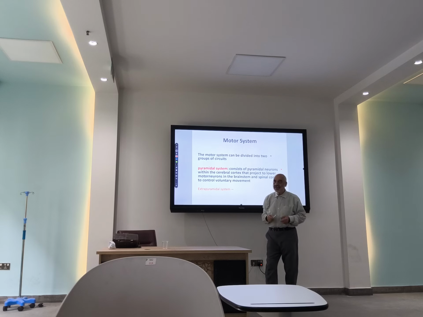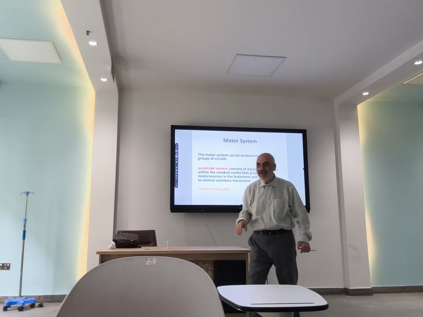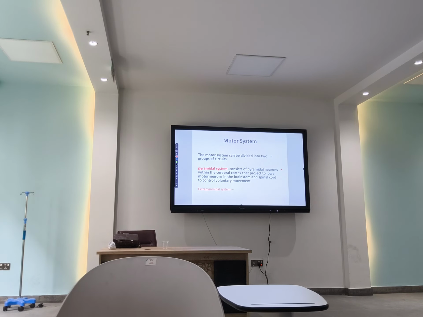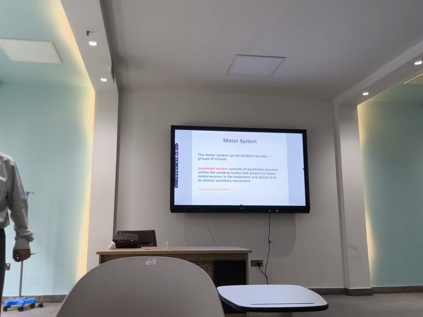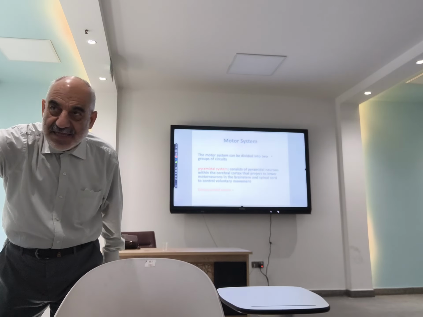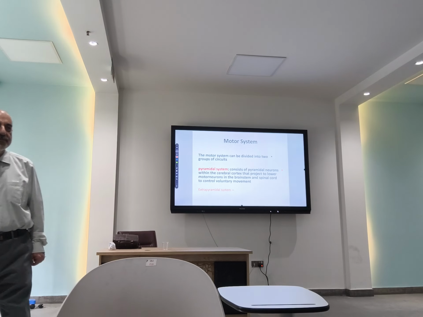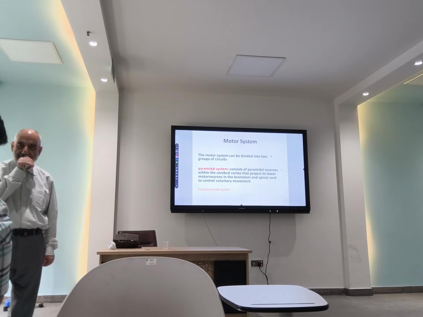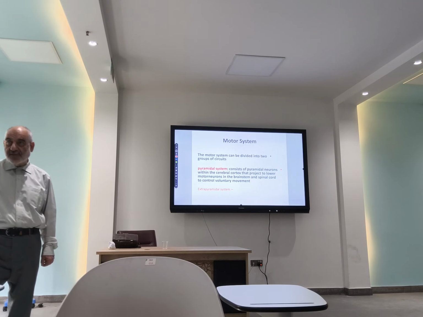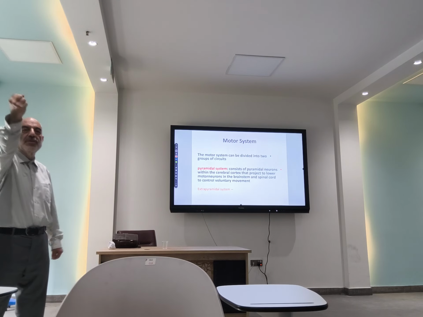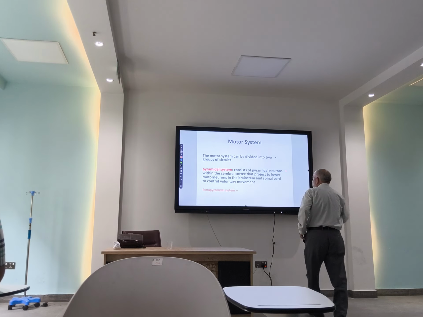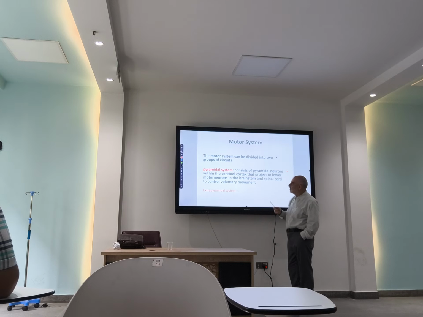They project to the lower motor neuron. What is the lower motor neuron? What do you think about it? It is in the anterior of the spinal cord. So the cortex sends the information to the spinal cord, and then from the spinal cord to the muscles. Very simple. Cortex sends the information to the spinal cord, and then to the muscles. So these cells and these neurons make a pyramid. I will show you in this slide.